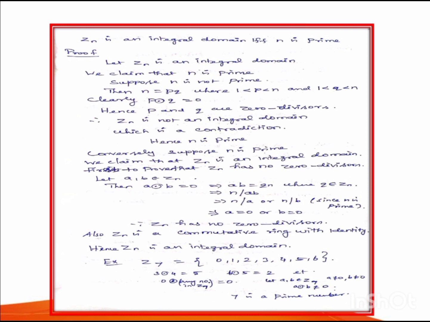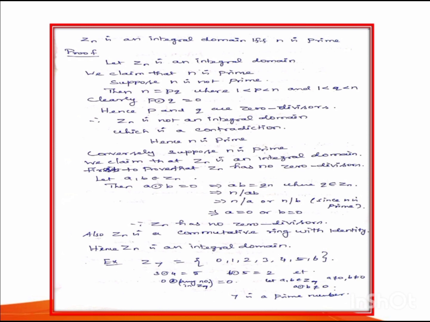So with p and q zero divisors, Zn is not an integral domain, which is a contradiction, because our assumption was that Zn is an integral domain. So this is a contradiction to the assumption that n is not a prime. Therefore n is prime.